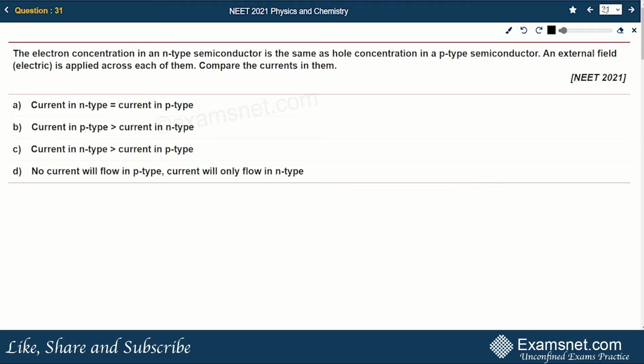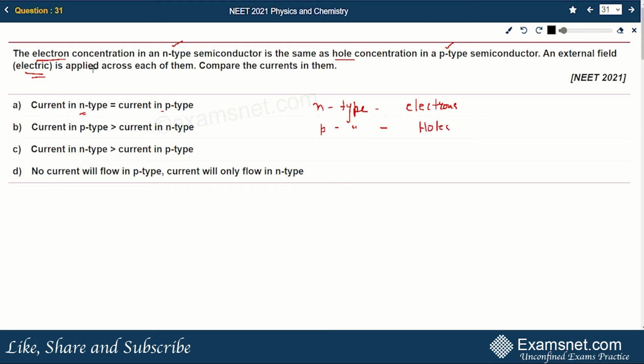Now question number 31 is from the chapter Semiconductor Electronics, and the question is, the electron concentration in an N-type semiconductor is the same as hole concentration in P-type semiconductor. An external electric field is applied across each of them, then compare the currents in them. So we have to compare the currents in N-type semiconductor and P-type semiconductor. We know that the majority charge carriers in case of N-type semiconductors are electrons, whereas the majority charge carriers in case of P-type semiconductors are holes.